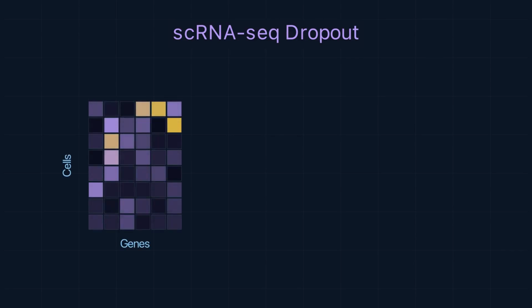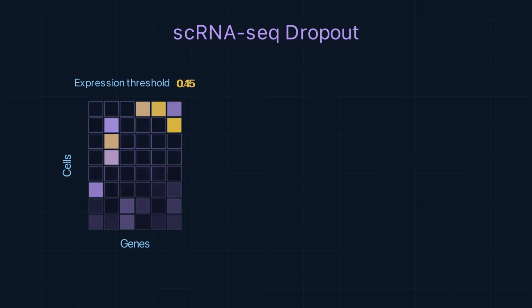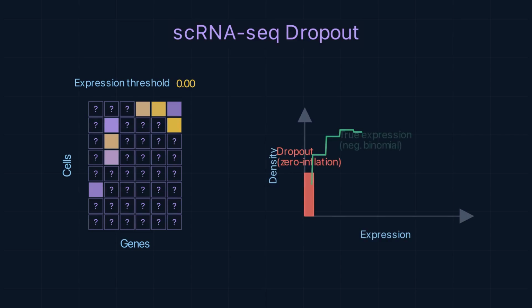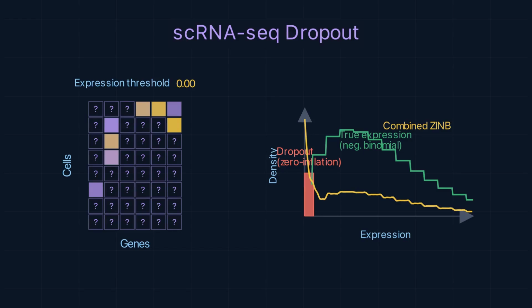Lowly expressed genes fail to be captured by the sequencing technology. scVI models this with a zero-inflated negative binomial distribution, ZINB. The zero-inflation component explicitly models the dropout rate as a function of the mean expression. SAVER uses a Bayesian framework to predict true expression from observed counts.